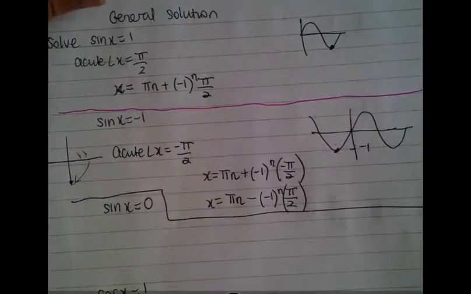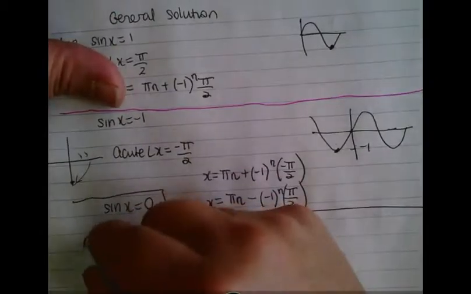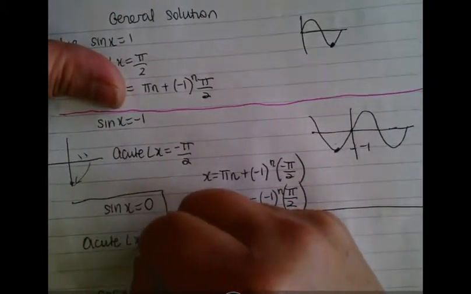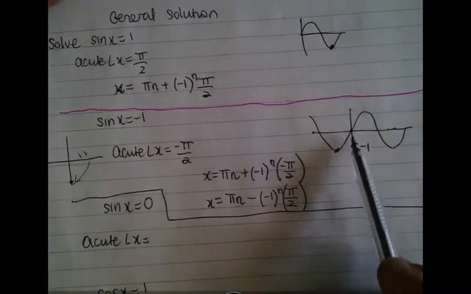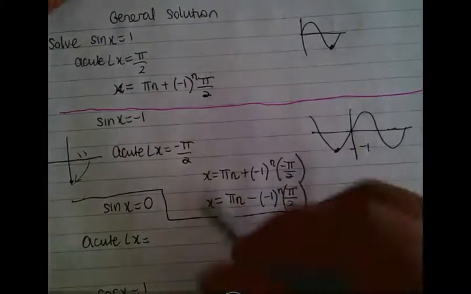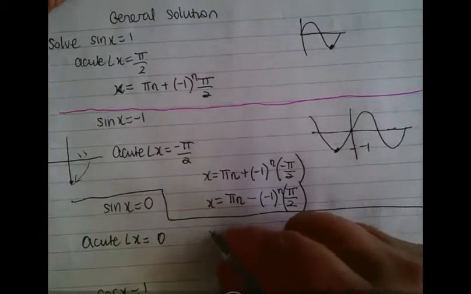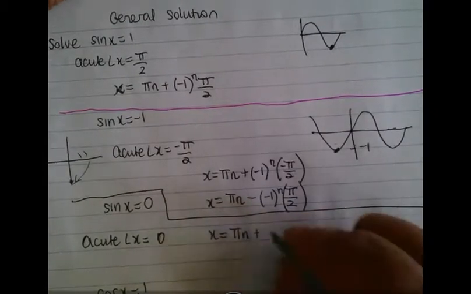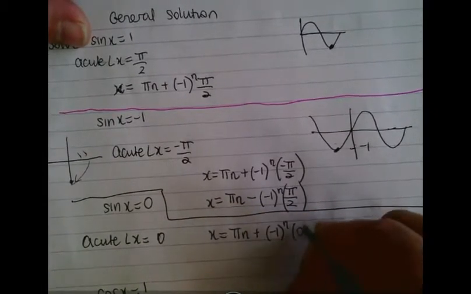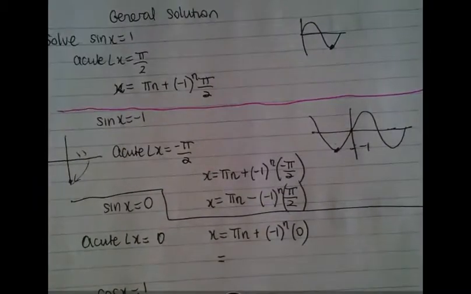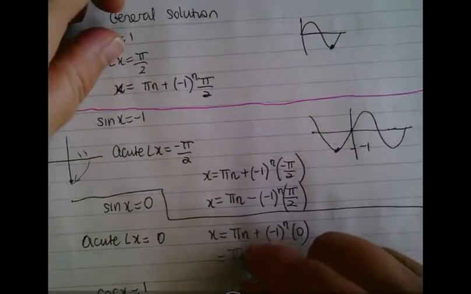When is sine of x equal to 0? What's the acute angle? Acute angle x is, sine of what is 0? 0. So x is pi n plus negative 1 to the power of n times 0. Do you need that last bit or not? So x is pi n.